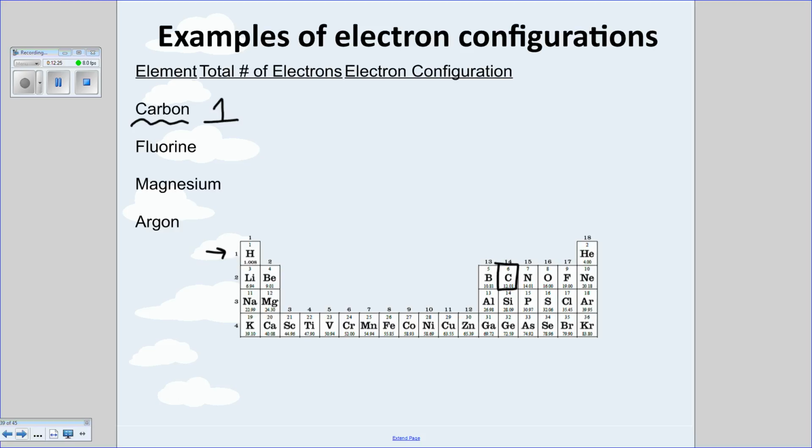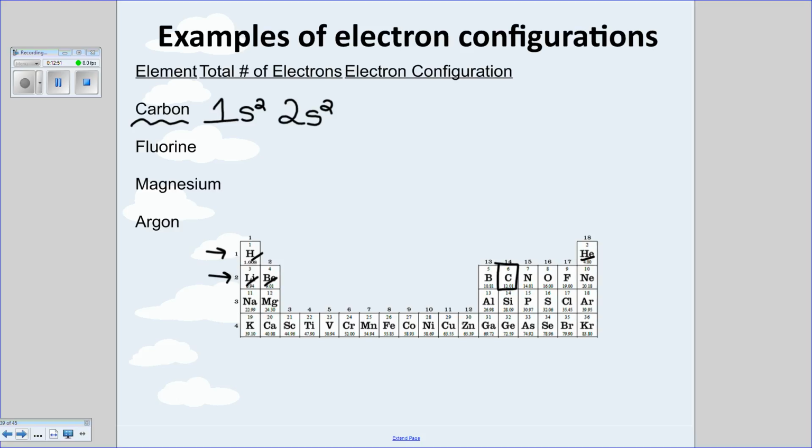And the first block that we're starting in is the S block, so 1s. And there are 1, 2 electrons there. So in 1s, we have 2 electrons. Then we keep reading. We go to the second energy level. We're in the S block, and we've got 1, 2. So I'm going to have 2 electrons there.